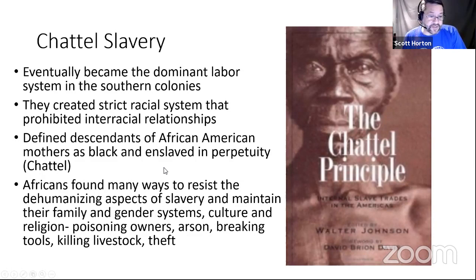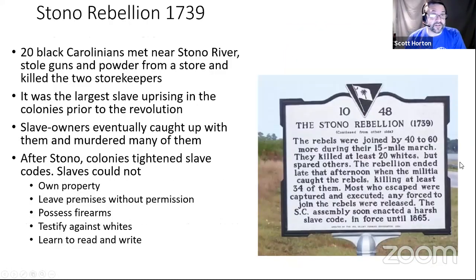Africans found many ways to resist the dehumanizing aspects of slavery, and that's an important part of the story here as well. They found ways to maintain parts of their culture, for example, burial rituals that they engaged in, sometimes without the master knowing. They maintained elements of their traditional religion, and they also resisted by doing all kinds of things. I listed a handful of things on the slide here: breaking tools, poisoning their owners, which some people think is the greatest fear that slave owners had, that their slaves were going to poison them. But resisting and pretending to be sick would be another way that they would resist slavery.